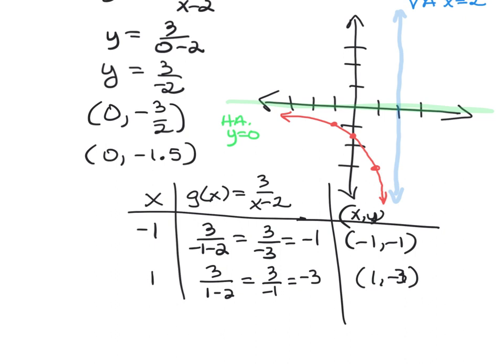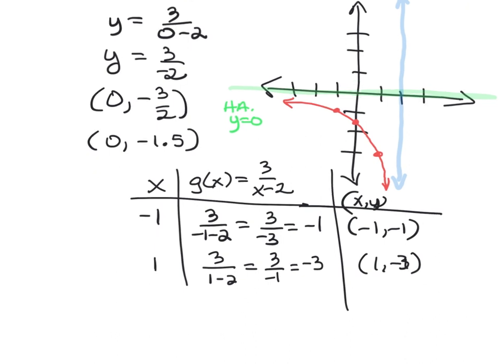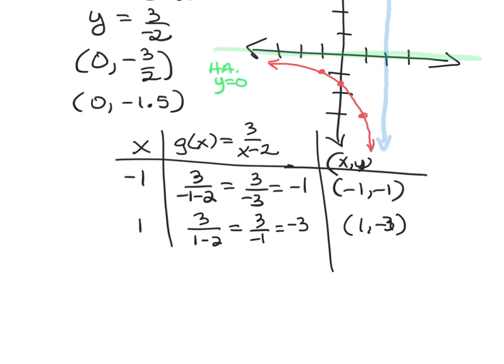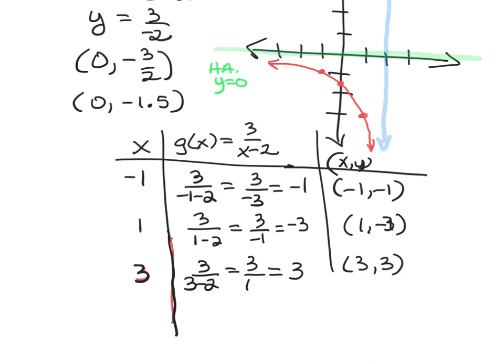Now I need to pick x values that are to the right of the blue line. So let me plug in positive 3, and I'm also going to plug in positive 5. So let me go ahead and do the math here. So 3 over 3 minus 2. 3 minus 2 is 1, and I get positive 3. So I'm going to graph the ordered pair 3, comma 3.